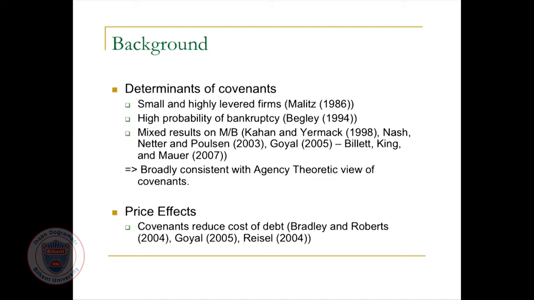And the literature basically provides results confirming this prediction. We see that smaller firms or higher levered firms use more covenants. Firms with a higher probability of bankruptcy use more covenants. Firms with lower ratings use more covenants, right? So basically, we can say that, broadly speaking, the evidence is consistent with the agency theoretic view of covenants.